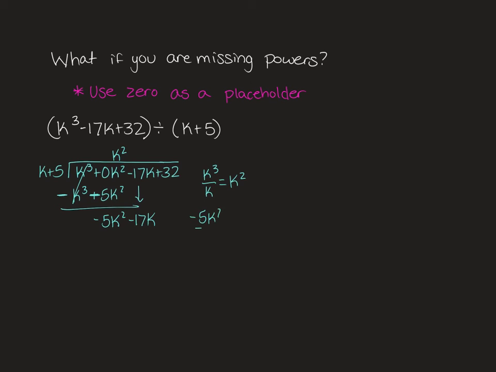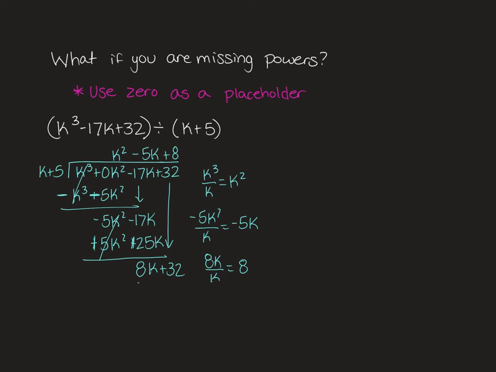Negative 5k squared divided by k will give you negative 5k. And then multiply, so I will get negative 5k squared minus 25k. Change your signs. Those will cancel. Negative 17 plus 25 is going to be a positive 8k. And then we drop down our 32. Again, 8k divided by k is just going to give you 8. So I will get 8k plus 40. I need to change the signs or subtract. Those will cancel. 32 minus 40 is negative 8. This is your remainder. So I will have minus 8 over k plus 5.